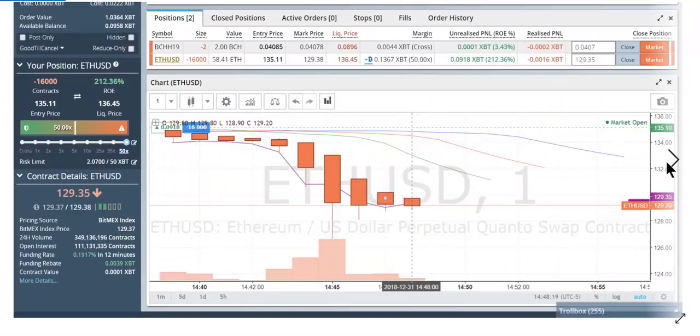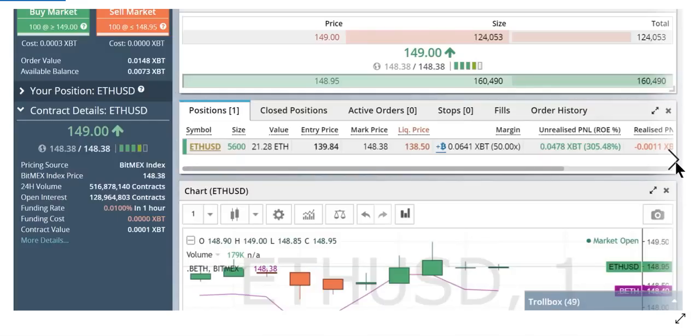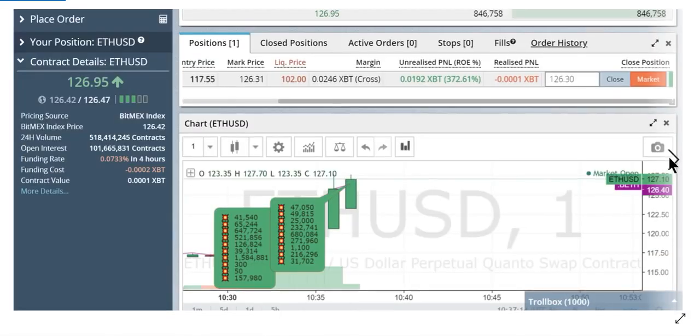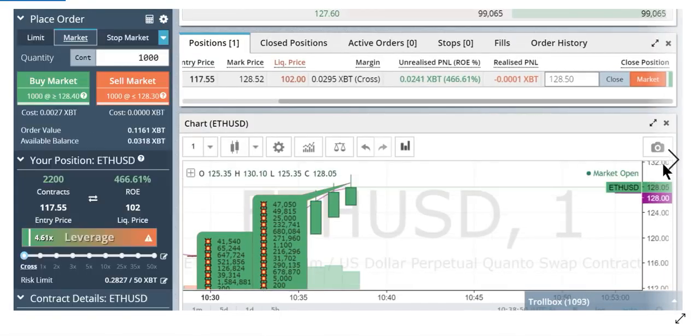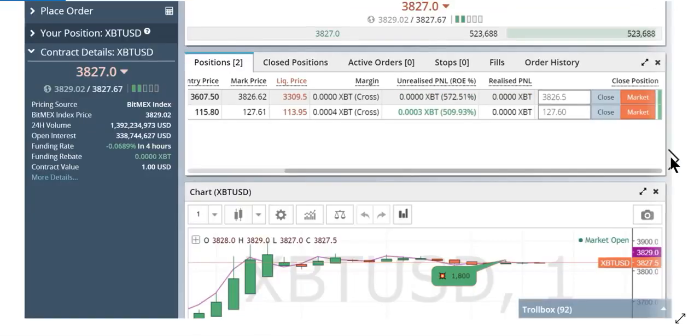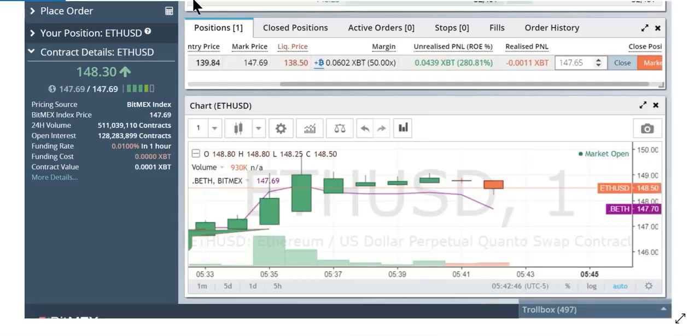Now let's roll around to how I do it. So the question comes to, how do I get returns like this? 200%, 300%. It doesn't matter the contract size. It's showing you the entry points and exit points. 372%, 466. These are all individual trades. Look here, 509, 572. So I'm going to tell you how this works.